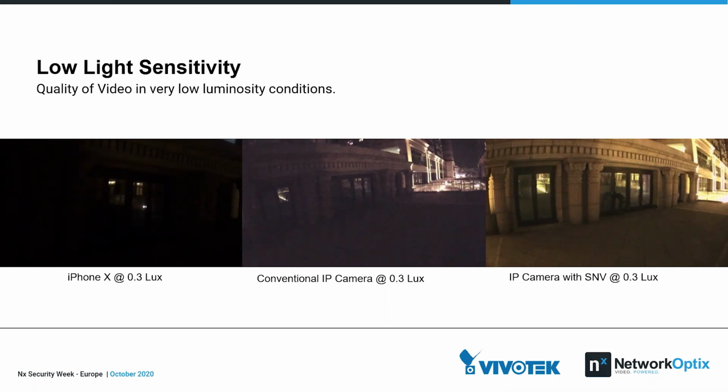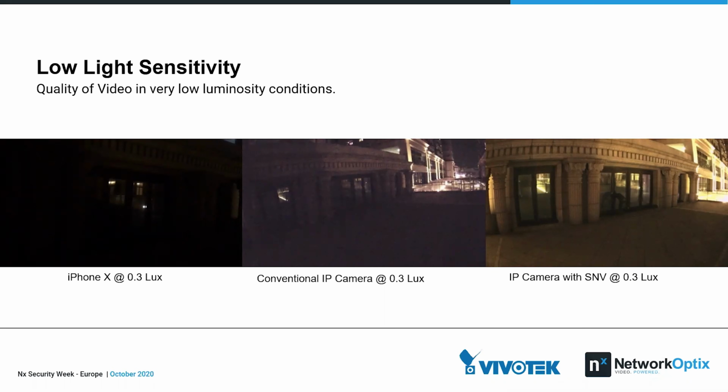A camera can go down to 0.01 lux, even more. So it means that the camera can see very clearly with colors, where we don't see anything. So it's very important for the camera to have this kind of technology. It's what we call SNV at Vivotek, which in fact is a sensor which can see very clearly in the dark, and which also has not so much noise when it's very dark.